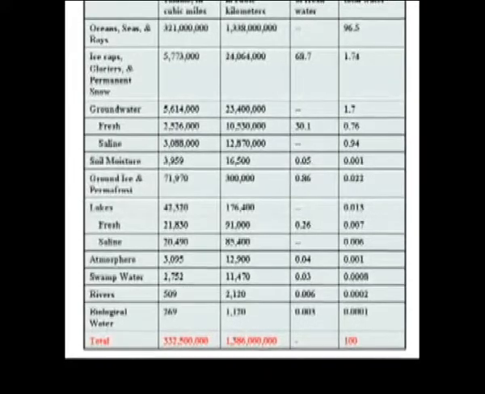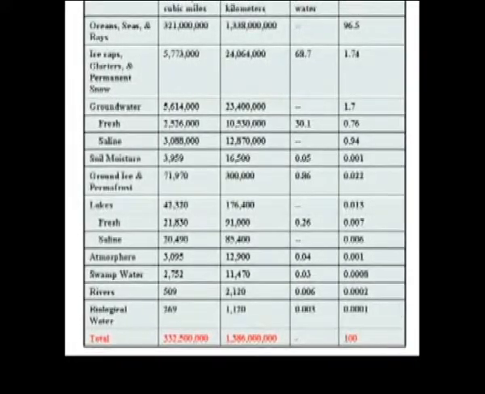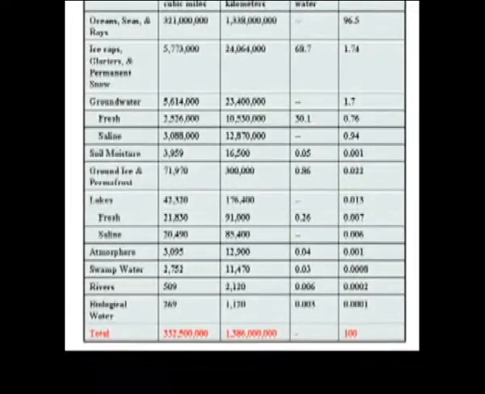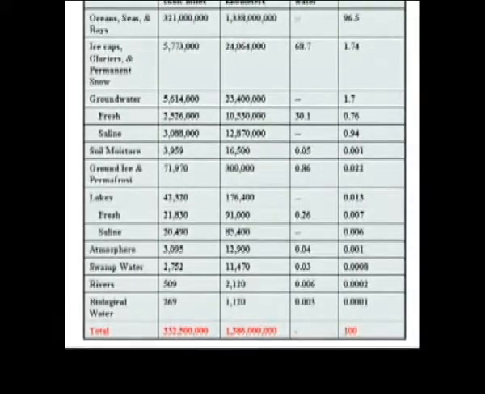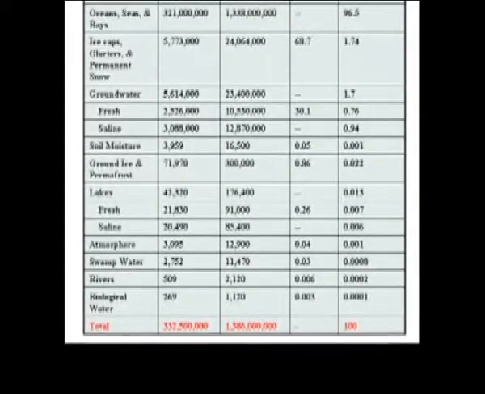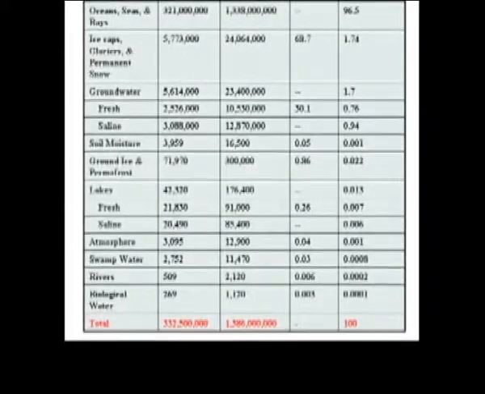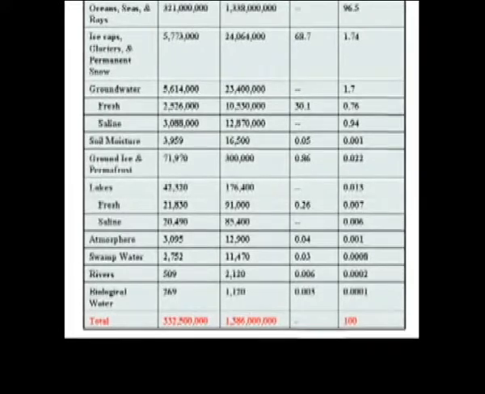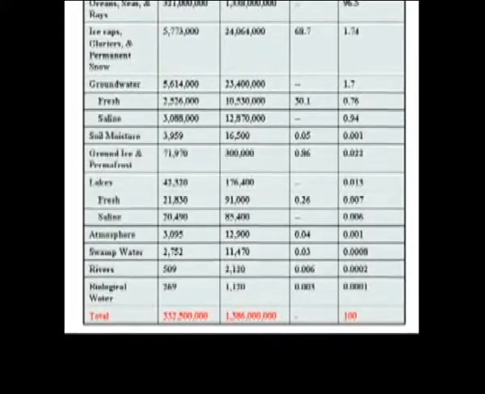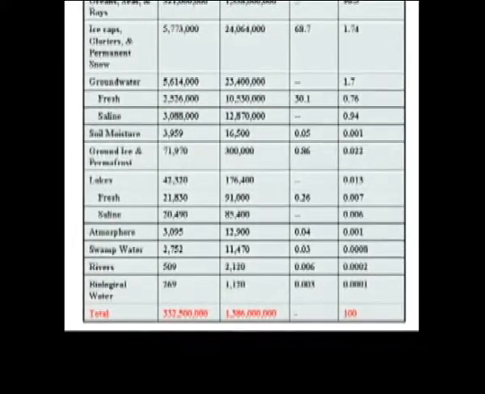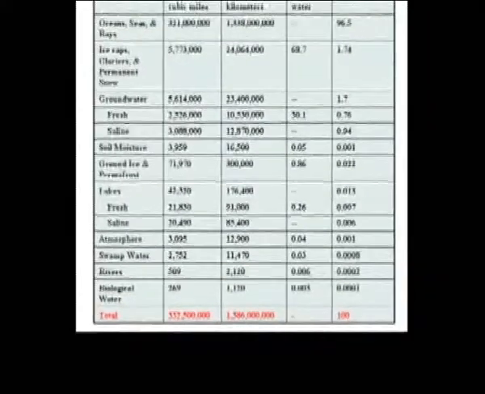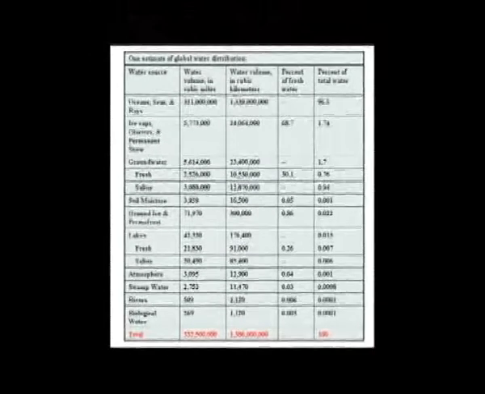Lakes contain 0.013%. The atmosphere contains 0.001% of water. Swamp water contains 0.0008% of water. Rivers contain 0.0002% of water. And in the last, the biological water, the percentage of biological water is 0.0001%. So this is the actual distribution of Earth's water.